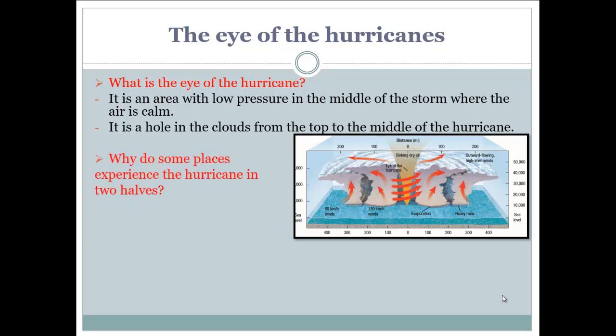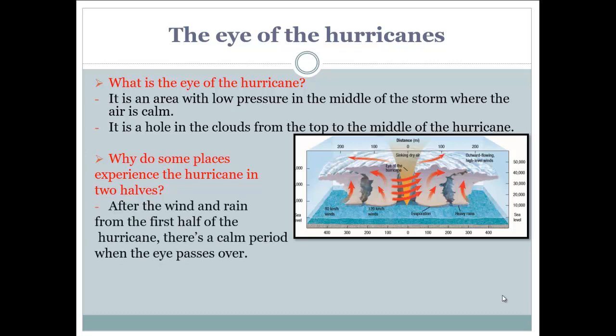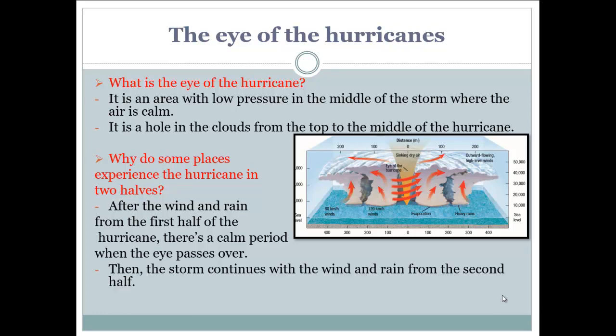Why do some places experience the hurricane in two halves? Because after the wind and the rain from the first half of the storm passes over, there's the eye of the hurricane. This area is a calm period. Then the storm continues with the wind and the rain from the second half. That's why some places experience the hurricane in two halves.